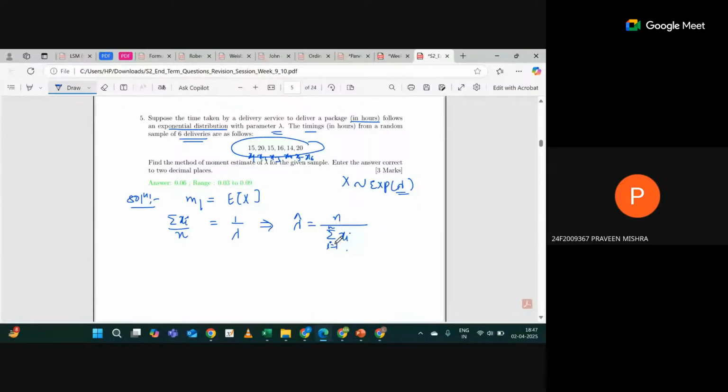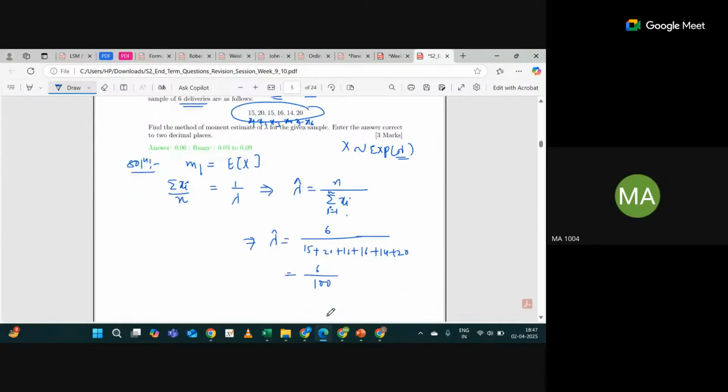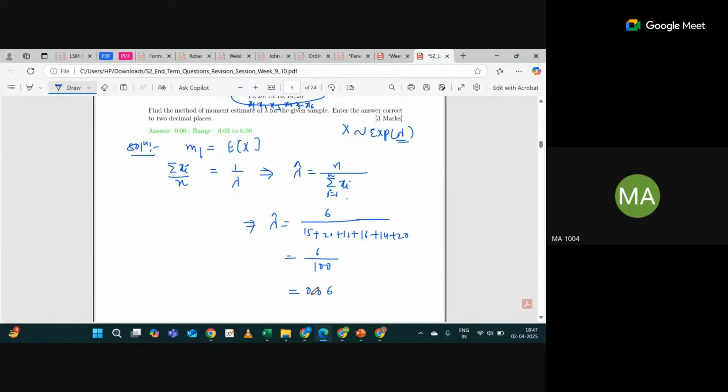Yes or no? Yes, sir. And what is the value of n here? n is 6. What is the value of summation of xi? That means we have to do 15 plus 20 plus 15 plus 16 plus 14 plus 20, right? So you can cross check. So it will be 6 divided by 100, which is 0.06. So you can see 0.06 is the answer. Is this clear? You can see this question is very simple, right?